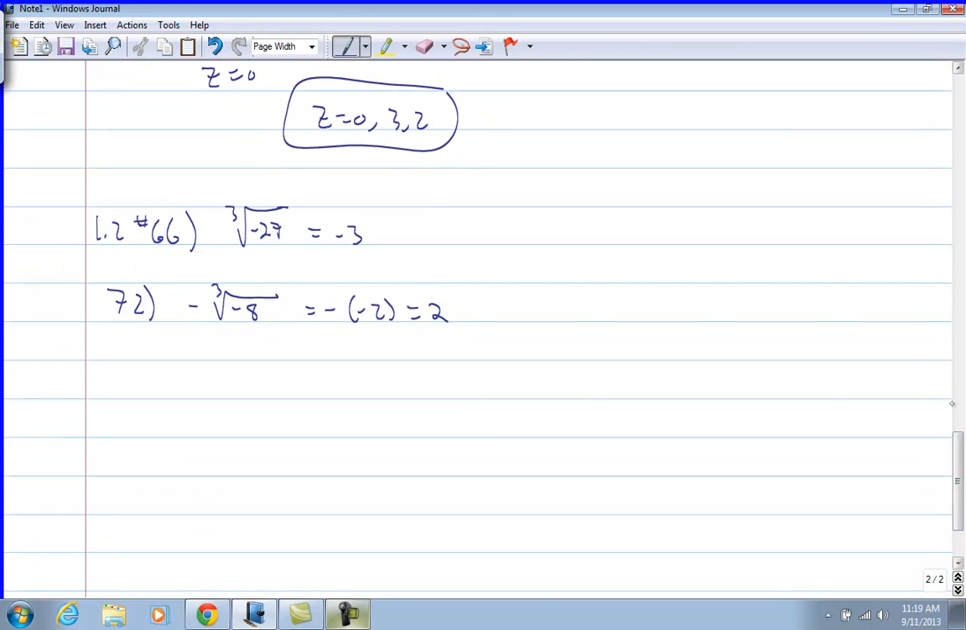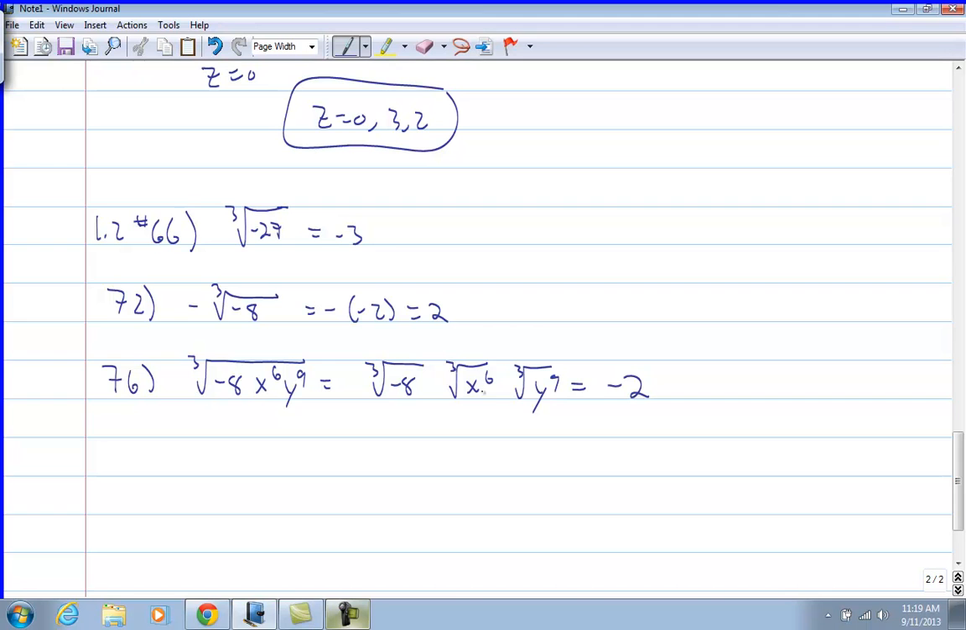Okay, I want to look at number 76. And it has the cube root of negative 8 x to the 6th y to the 9th. So this is like saying it's the cube root of negative 8 times the cube root of x to the 6th times the cube root of y to the 9th. The cube root of negative 8 is negative 2, as we just saw.